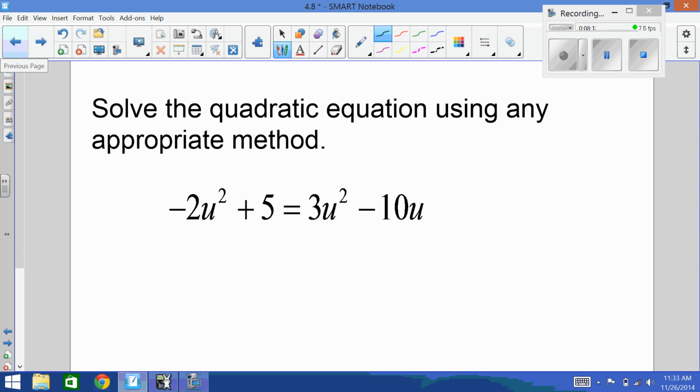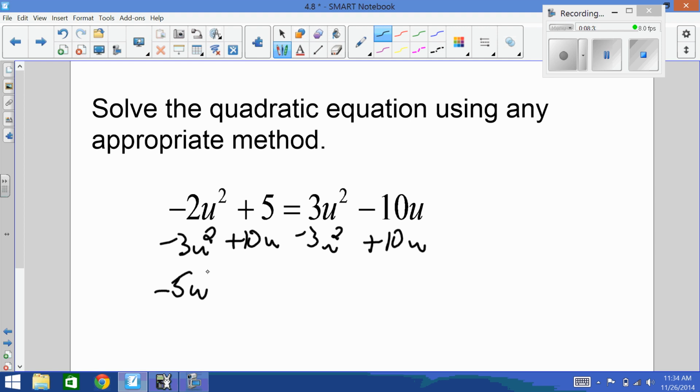All right, another example. So I'm going to get these all on the same side. So let's go ahead and subtract 3u squared. And I'm going to add 10u to both sides. All right, so here I get negative 5u squared plus 10u plus 5. I can't add these because they're not like terms.